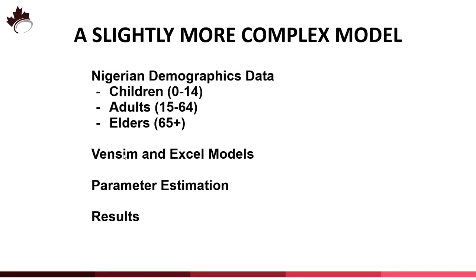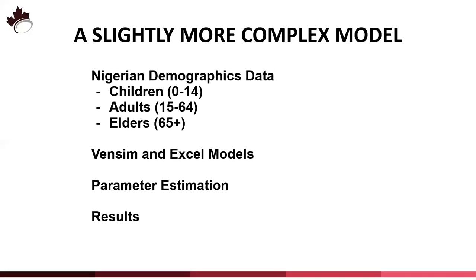Okay, now I'm going to look at a slightly more complex model, and this model will involve demographics. So here we have an idea that we have three populations instead of a homogeneous population of just people. We have children aged 0 to 14, we have adults aged 15 to 64, and then we have elders that are greater than 65 years old.